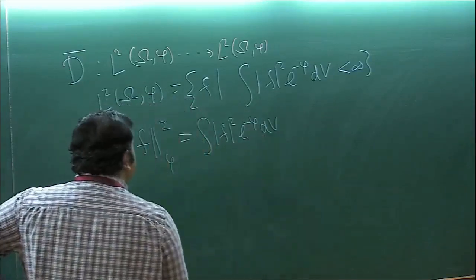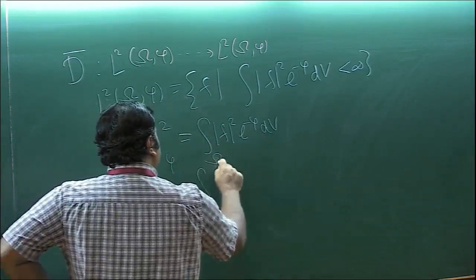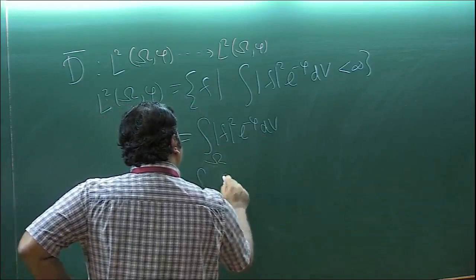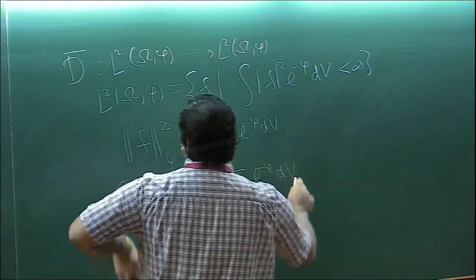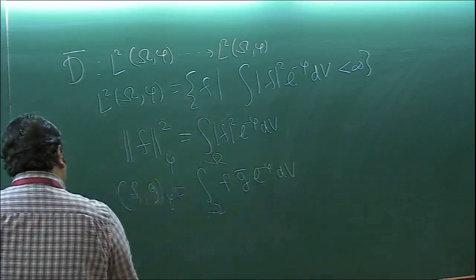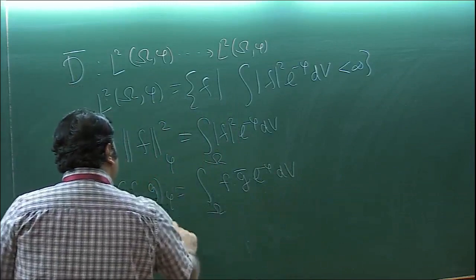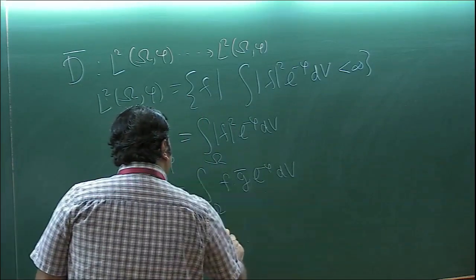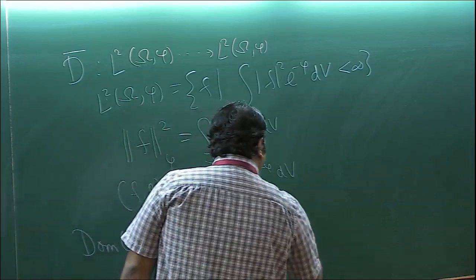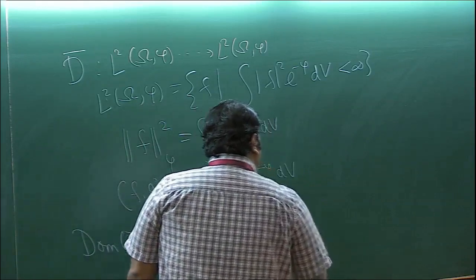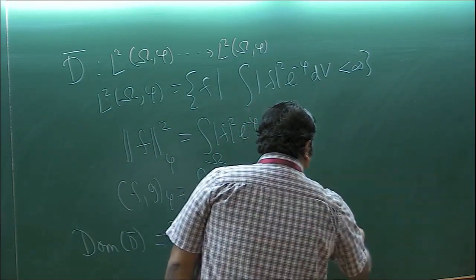And the corresponding inner product is the integral over omega of f times g conjugate e to the power minus phi dv. And how does one define this operator? The domain of d bar consists of those f in L2 omega phi, such that if you take df over dz bar in the sense of distribution, then it also lies in L2 omega phi.